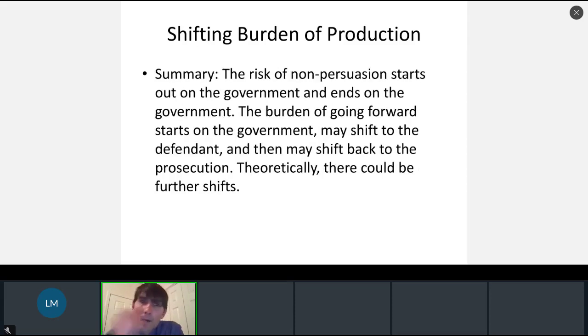So the summary here is that the risk of non-persuasion starts out on the government and ends on the government. The burden of going forward starts on the government, may shift to the defendant, as in this case, if there were deductions that they wanted to introduce, and then can shift back to the prosecution to negate those deductions. Theoretically, there could be further shifts.